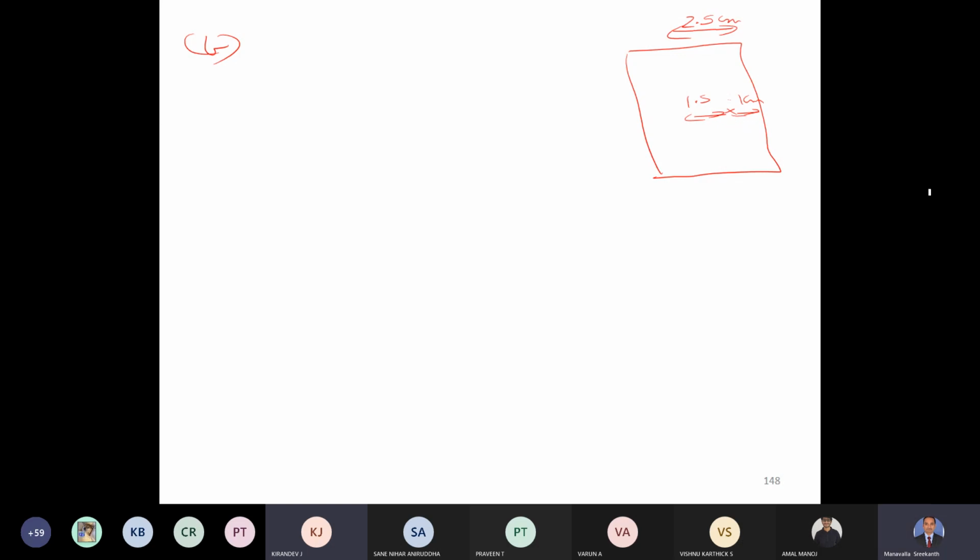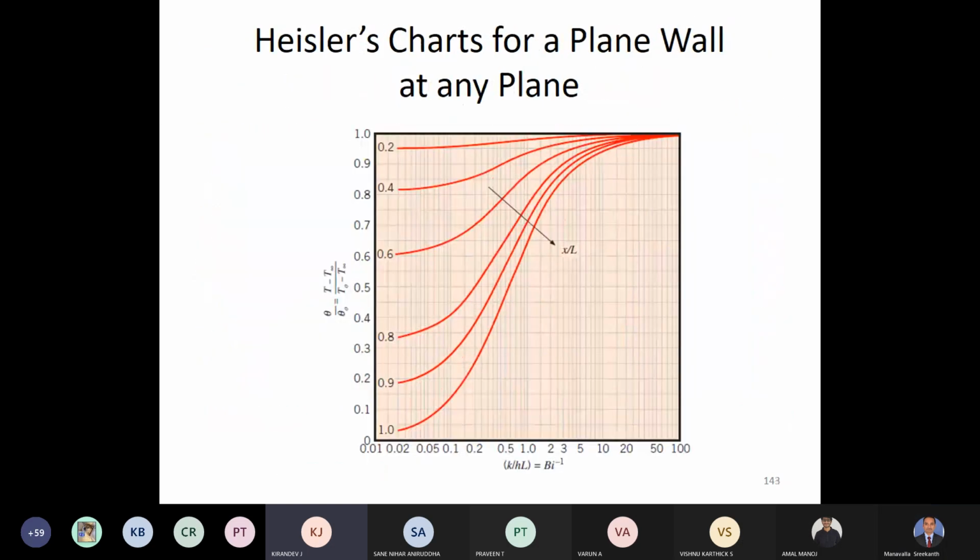Now you see here, this is the mid plane, and we are measuring x from the mid plane. So in our case, x is 1.5, L is 0.5. Therefore, x by L is 3. Now I want you to turn to page 75 of your data book. The chart there is for a plane wall at any plane.